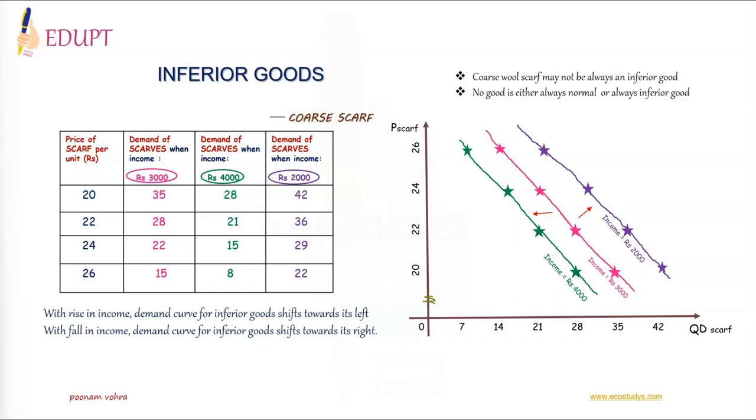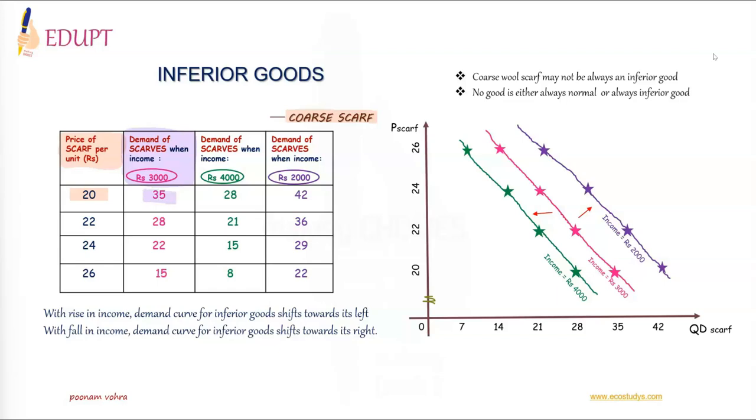Let us understand the concept of inferior goods with the help of a tabular as well as a diagrammatic presentation. Coarse woolen scarf is taken as an example of inferior goods. In the tabular presentation, the first column is about price of the scarf per unit given in rupees. Second column is demand of scarves when income is rupees 3000. When price of scarf is rupees 20 per unit, quantity demanded of scarves is 35 units.